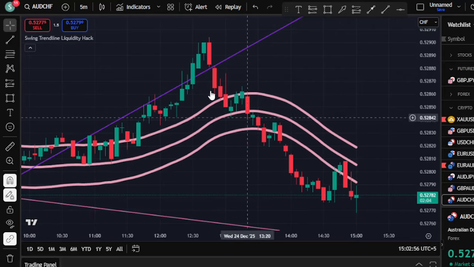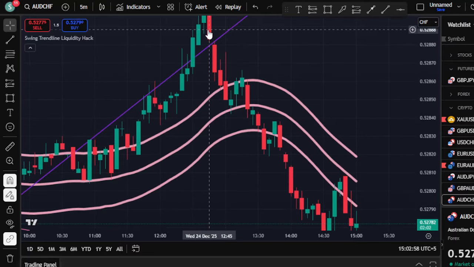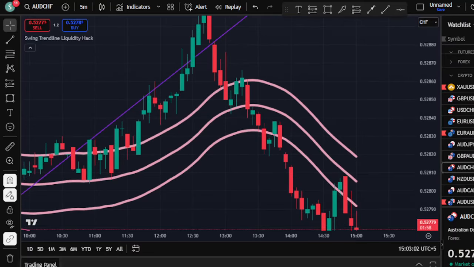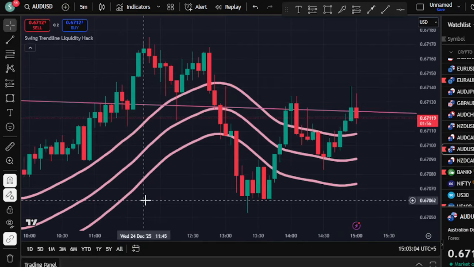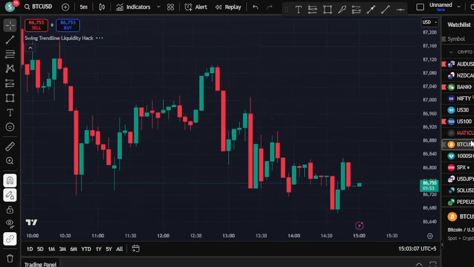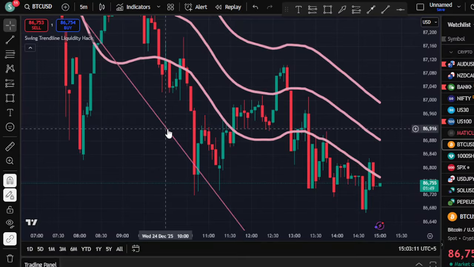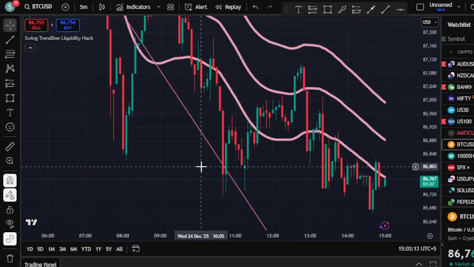For example, look at this one, AUD CHF. There was a trend line, and the price has given a close inside the band. Look at this, the price simply dropped. So how can you book the lifetime version of this indicator? That's very simple. You can contact through Telegram or through email. All of the information is in the description of this video.